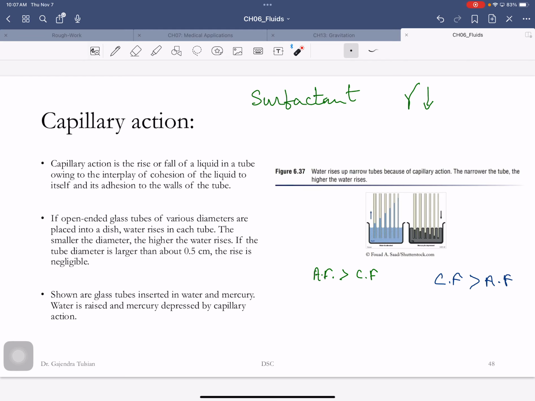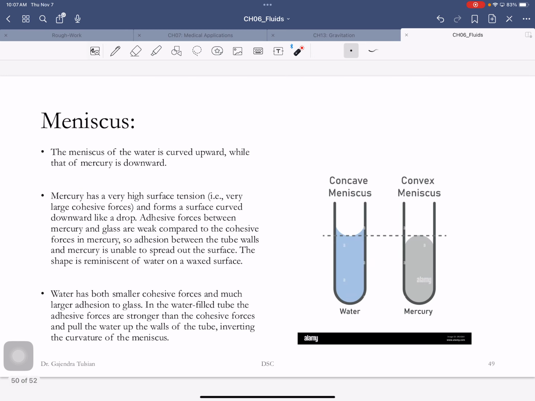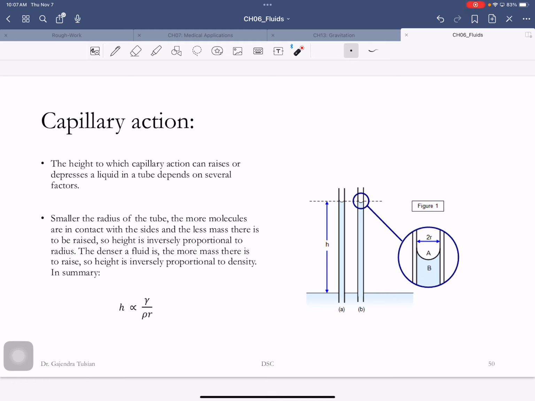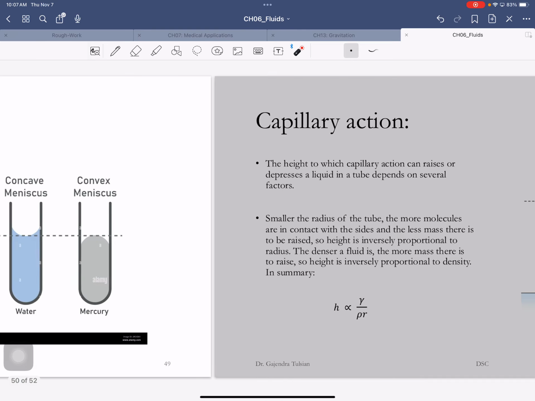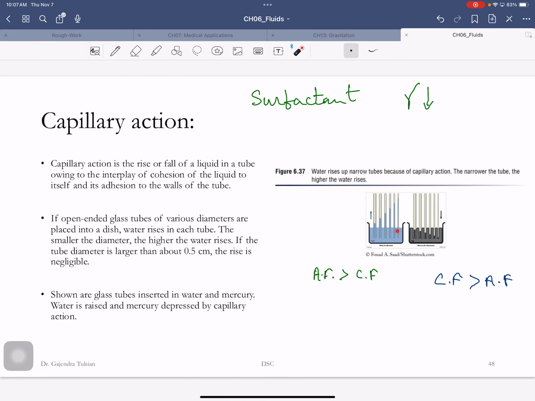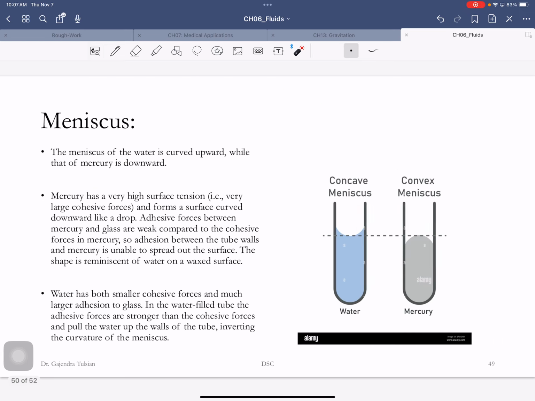And we want to know how high it will rise, and this formula tells you this. The height to which the fluid will rise is proportional to the surface tension. The greater the surface tension, the higher it will rise. It depends on the density of the fluid and the radius of the tube. The smaller the radius, the higher the fluid will rise, and you can see that here. All right, so you see capillary action.